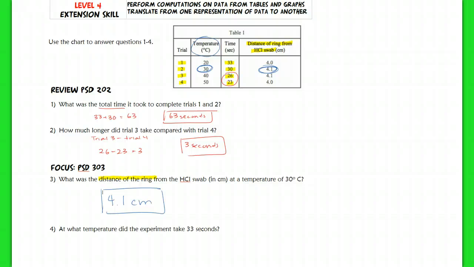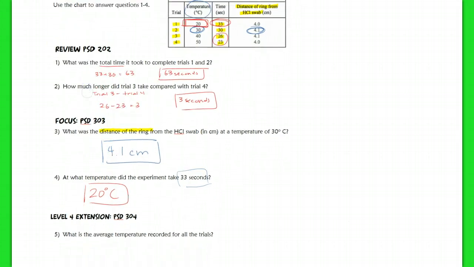And then the last question for this table here, it says, at what temperature did the experiment take 33 seconds? So here I'm looking for specifically 33 seconds for the time, and I'm working backwards here. So 33 seconds for the time means I had a temperature, because that was what it's asking, temperature of 20 degrees. So it's 20 degrees Celsius at a time of 33 seconds. So these are really kind of similar type of questions. Now the extension question, though, is very different.